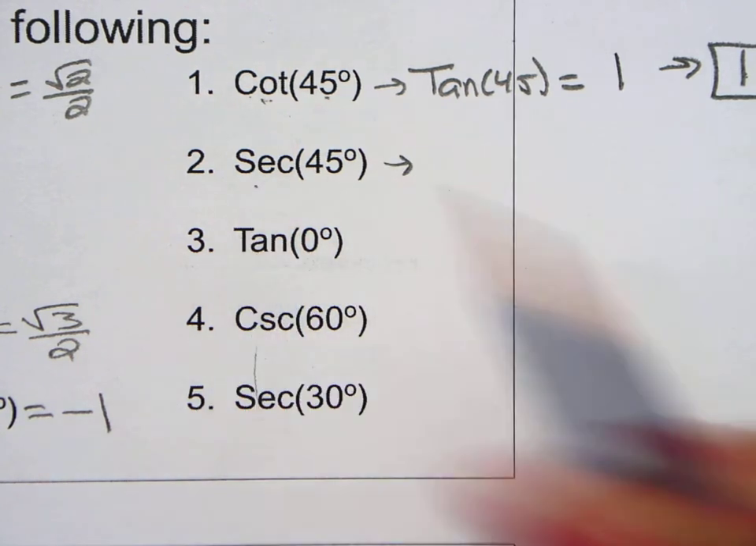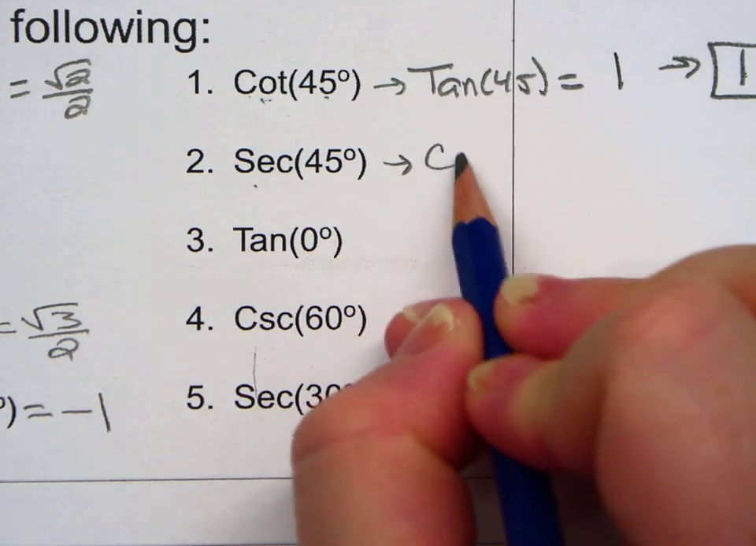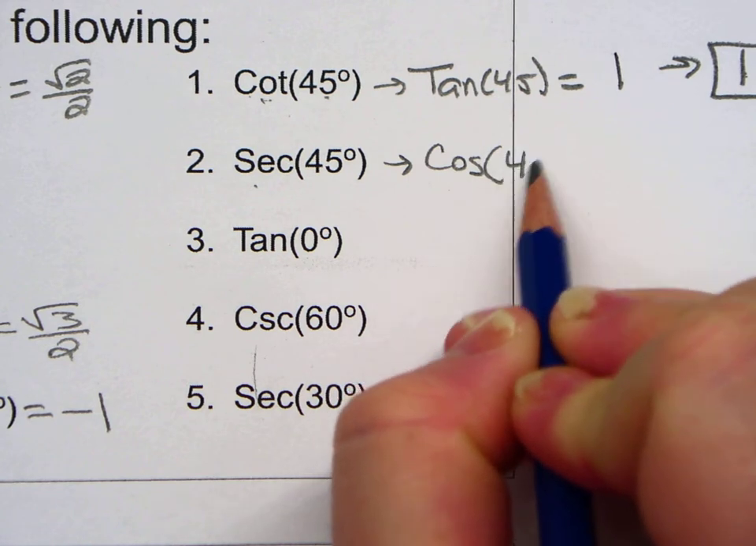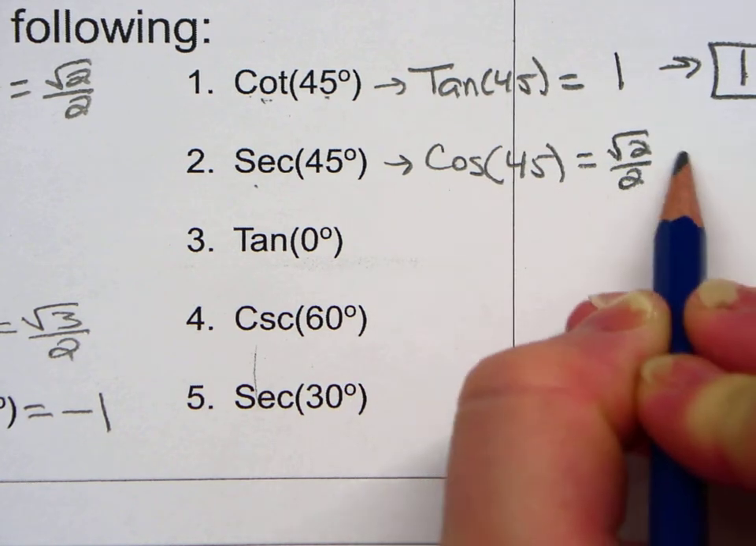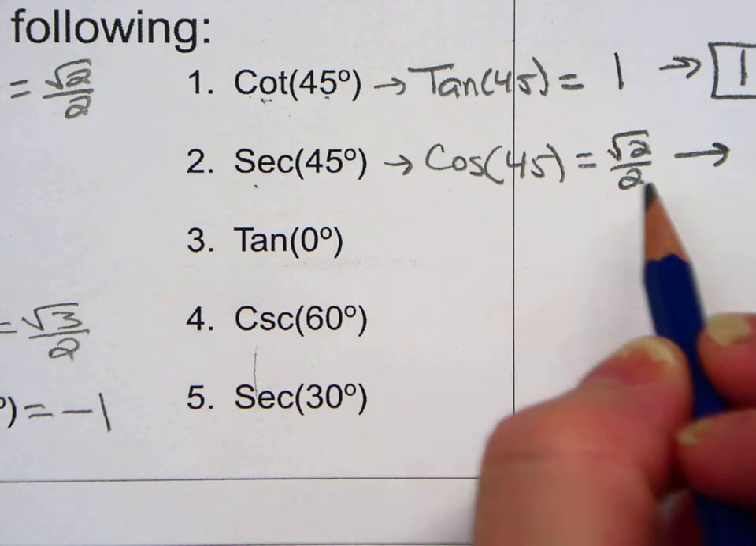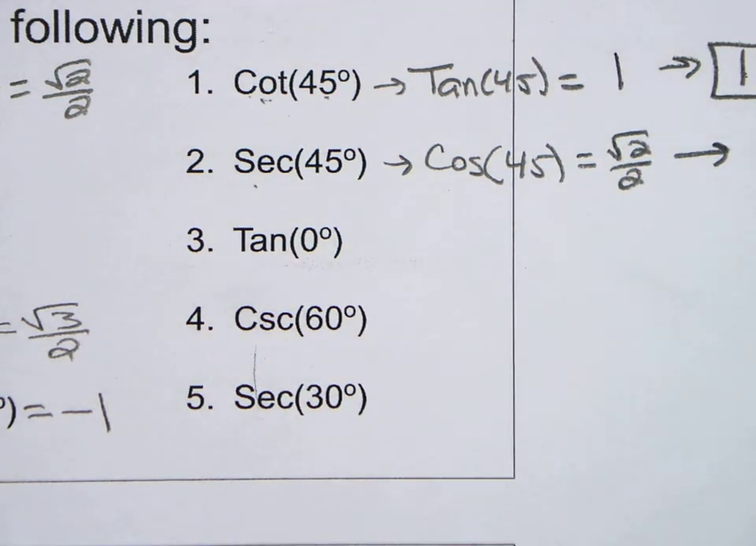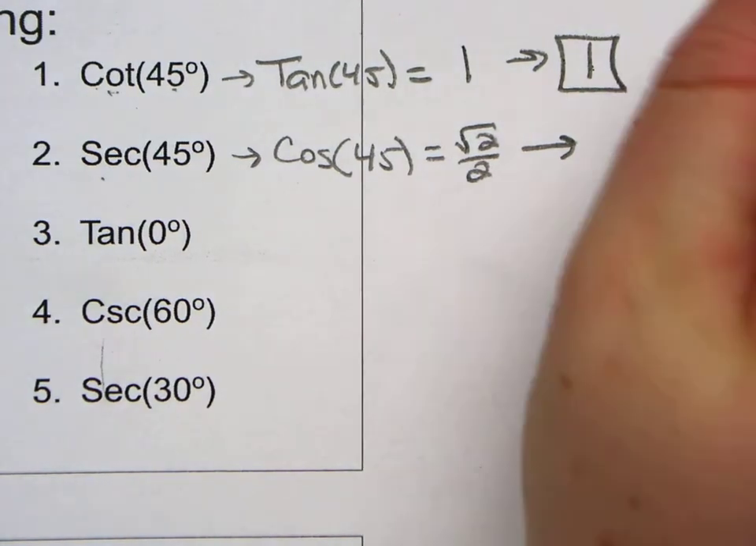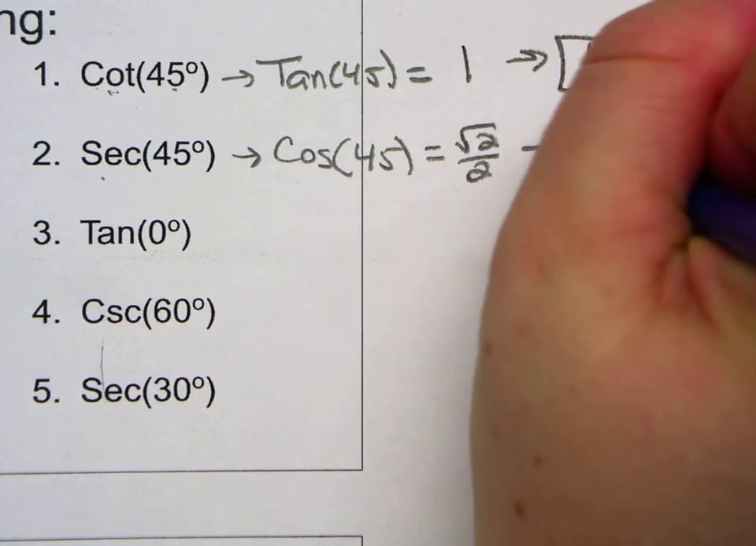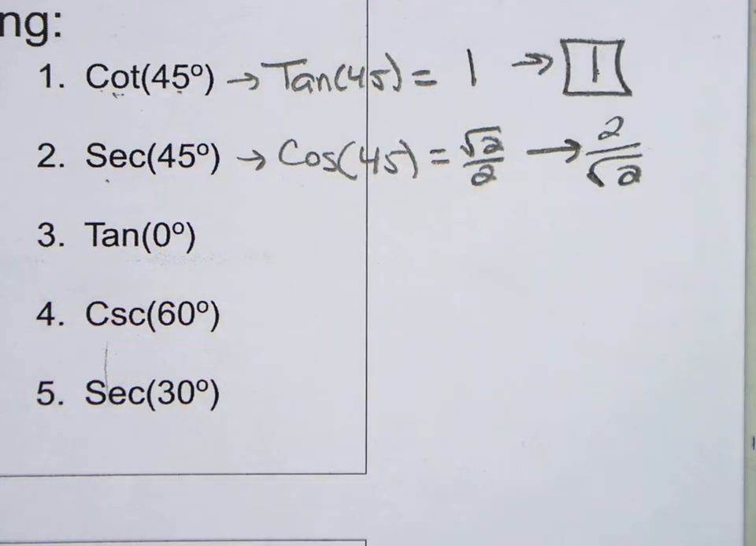What's the reciprocal of secant? Cosine. What's cosine of 45? Radical 2 over 2. So then for secant, we take the reciprocal, right? What's the reciprocal of radical 2 over 2? 2 over radical 2. Did I put an equal sign? No. I did not put an equal sign. That drives me crazy. They're not equal. They're reciprocals. That's why I put an arrow.